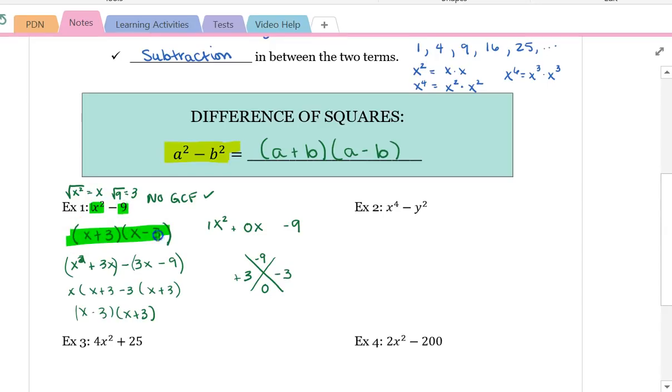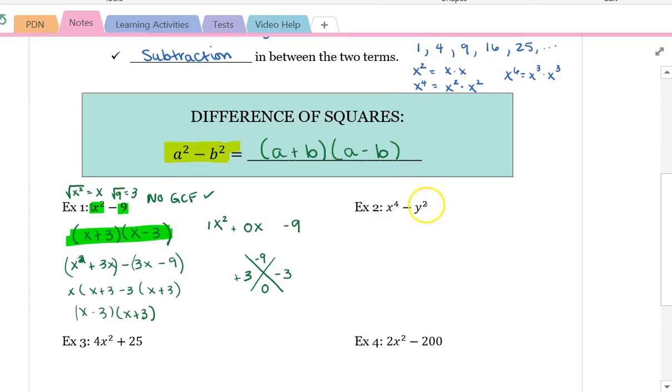Just becomes x plus 3 times x minus 3. Okay, so don't do the long way. If you recognize patterns, then do the short way and break it into a difference of 2 squares. Okay, so looking at number 2, if I look at x to the 4th, that's on that list.